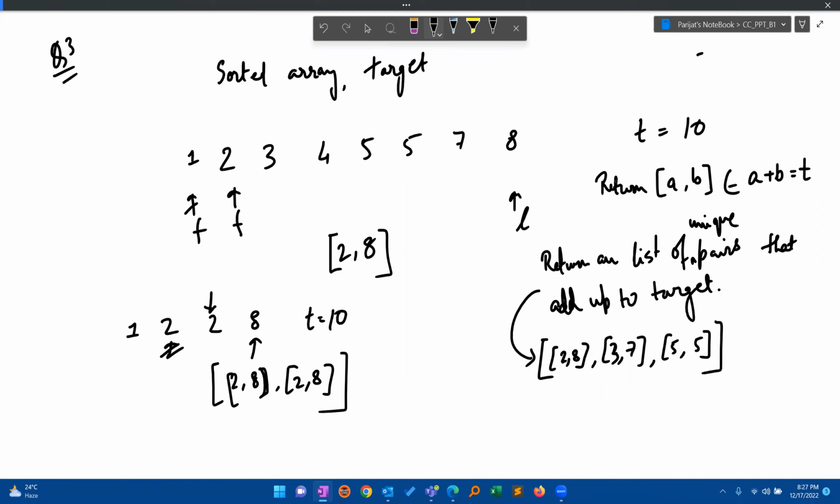Sir, we could check if the pair already exists in the list. Very difficult to check. That makes the algorithm order n square again, because now you have to go through the result array, however big it might be, and check for that pair, right? And checking for a pair is more difficult than checking for an integer, because for an integer you can put it in a set and you are done, but for a pair you cannot put it in a set. So we just have to increment the first and decrement the last. Okay.